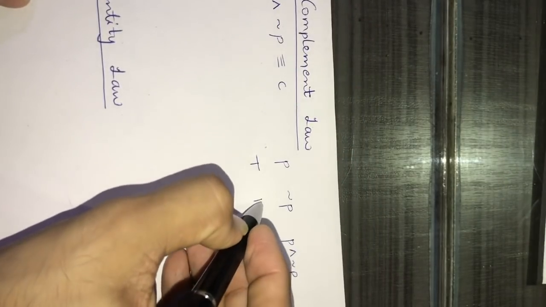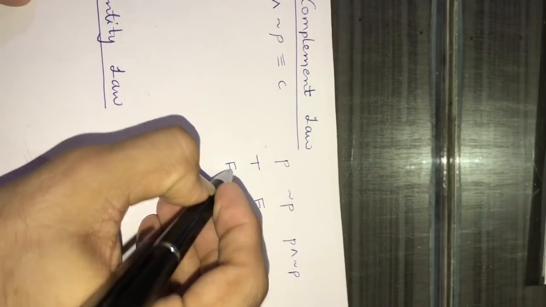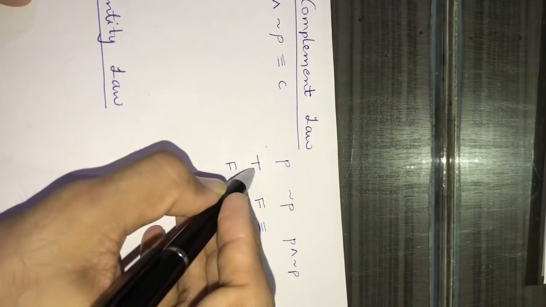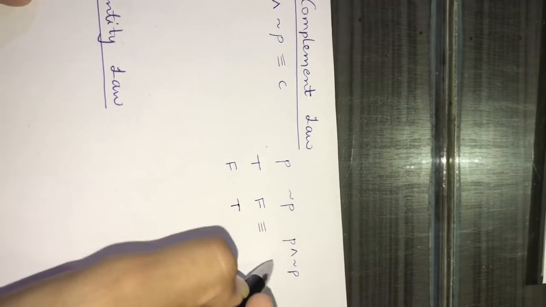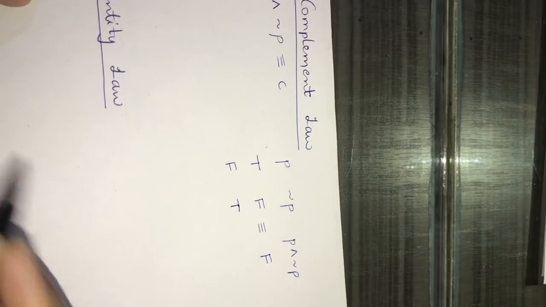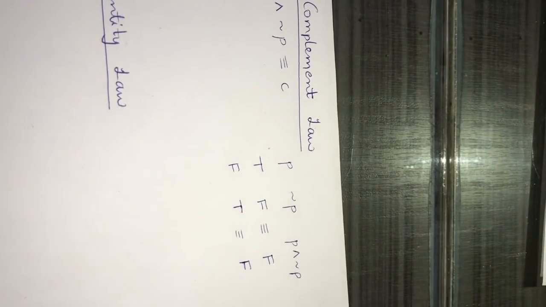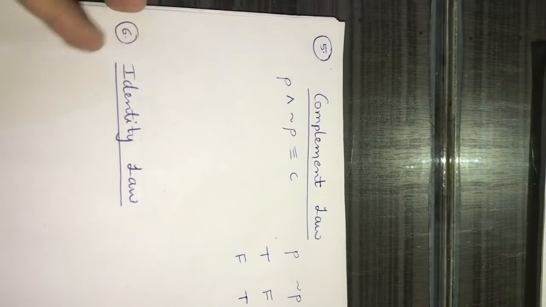If P is true, negation P is going to be false. If P is false, negation P is going to be true. And then when I say true and false, I get false. Here when I try to find out false and true, I get false again. So if P is true, negation P is going to be false and the result is false. If P is false, negation P is going to be true. Again, you find out P and negation P, you're going to get false. So P and negation P is always false. So an always false statement is called a contradiction.